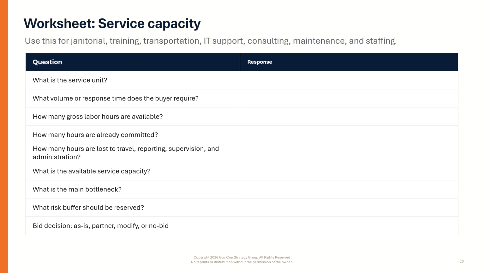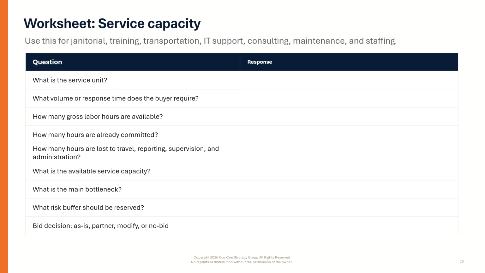You need to subtract the hours that are already committed to current customers, existing contracts, internal work, or other obligations. Then subtract the time required for travel, reporting, supervision, scheduling, administration, and quality control. These activities may not be the direct service, but they still consume capacity. Once those hours are subtracted, you can identify your available service capacity.